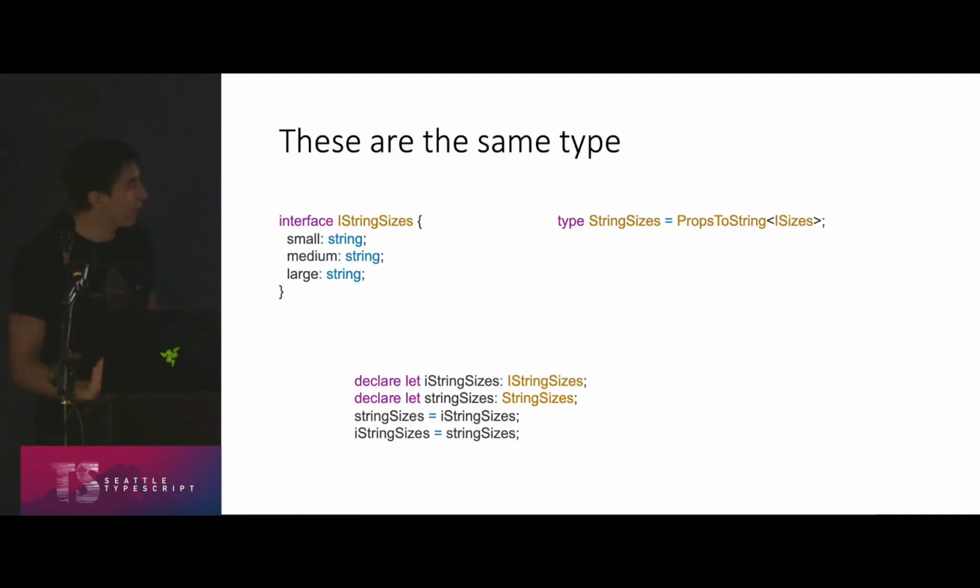To hammer that point, these are the same types. In other words, if you've got two variables, and one of them is IStringSizes with everything explicitly declared, and one of them is StringSizes using the mapped type, you'll be able to assign them to each other and use them where the other could be used. So they are completely identical.